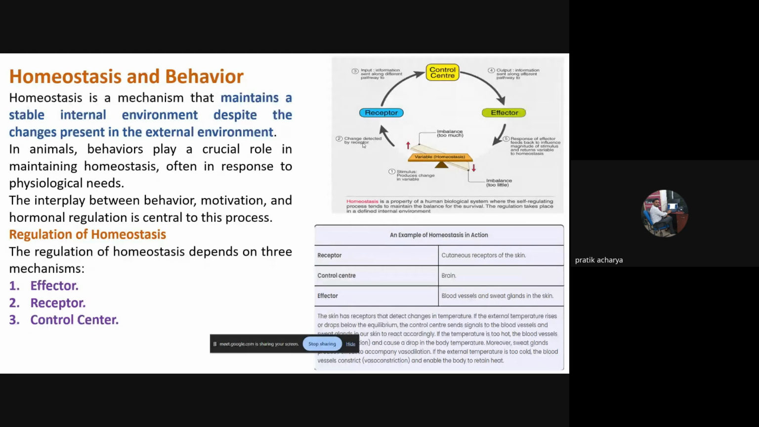So what kind of behavior are we performing here? We have to move to a certain place where we can reduce the external temperature, or to a shady place. That is the behavior we are performing to control the temperature fluctuation of our body. That is very important.